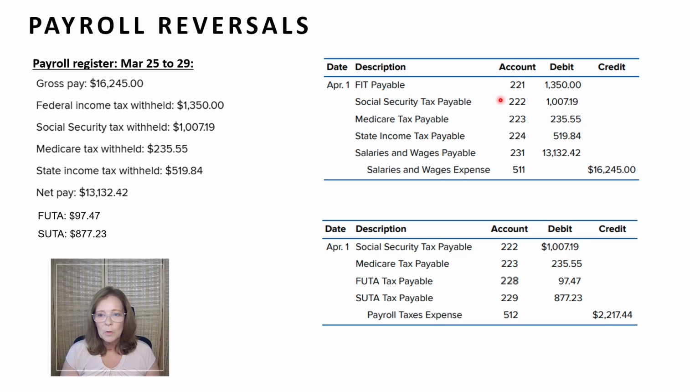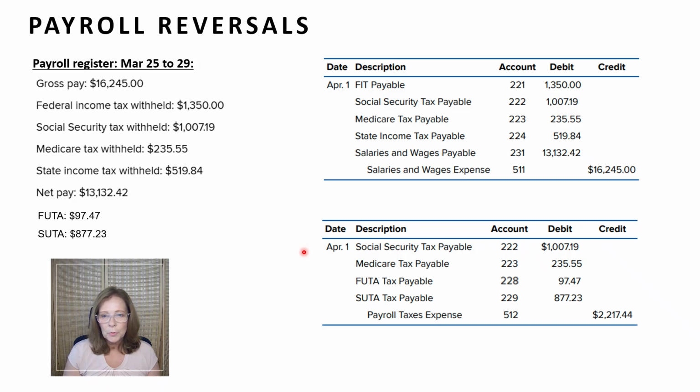Federal income tax payable, account 221, 1,350. Social security tax payable, account 222 for 1,719. Medicare tax payable, account 223 for 235.55. State income tax payable, account 224 for 519.84. And salaries and wages payable, account 231 for 13,132.42. And credits the salaries and wages expense account 511 for $16,245.